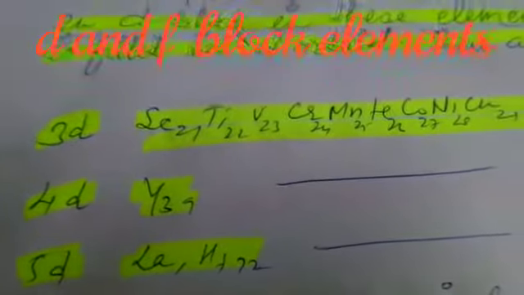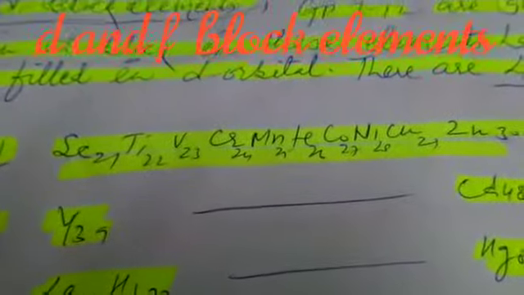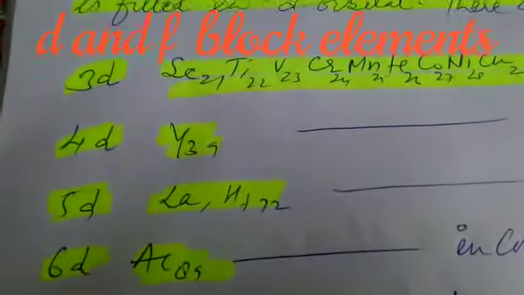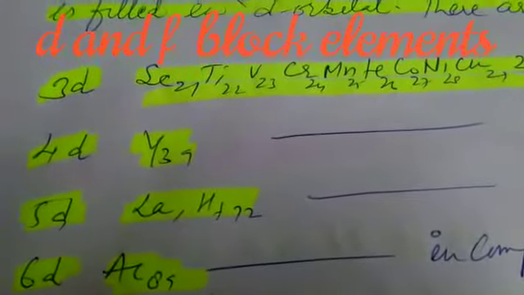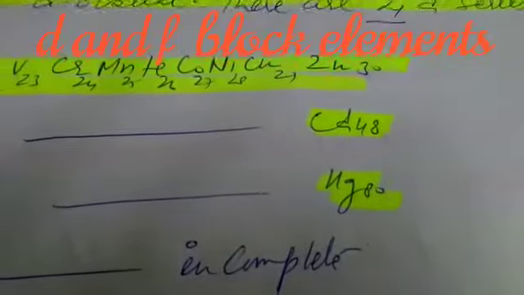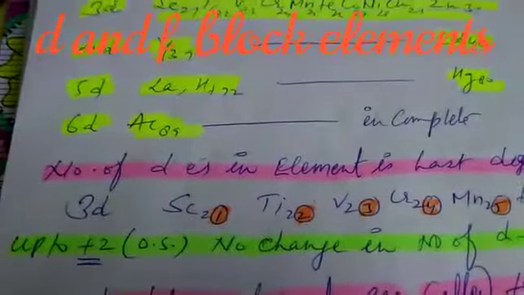In the 4d series, the last electron is filled in the 4d orbital. It includes yttrium 39 to cadmium 48. In the 5d series, the last electron is filled in the 5d orbital: lanthanum 57, hafnium 72 to mercury 80. The 6d series starts from actinium and it is still incomplete. The elements are being discovered. Many elements are discovered, but the discovery is still going on.